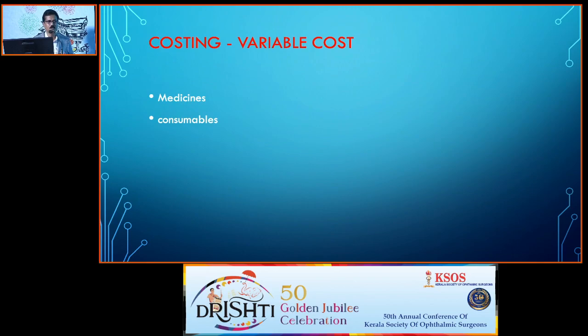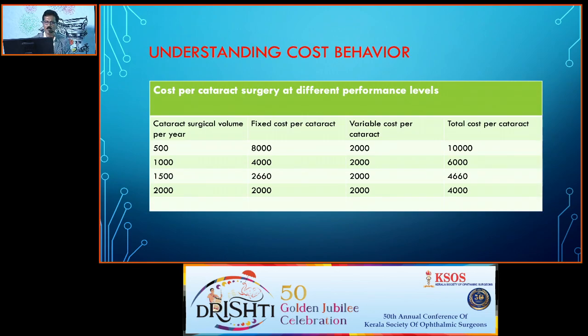Whereas the variable cost, of course, depends on the number of surgeries you do. That is the IOLs, medicines and consumables that you use. That is going to vary depending on the number of surgeries. There is one small table which will show how your profit changes depending on the number of surgeries. For example, if you have a cataract surgical volume of 500, and the fixed cost per surgery comes to 8,000 and variable cost 2,000, then the cost per cataract would be 10,000. On top of that, if you want a profit of 30 or 40%, you can package it as 14,000. So your profit is 4,000.